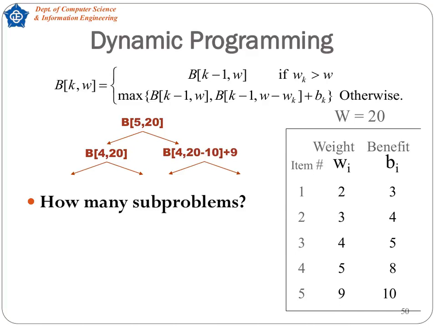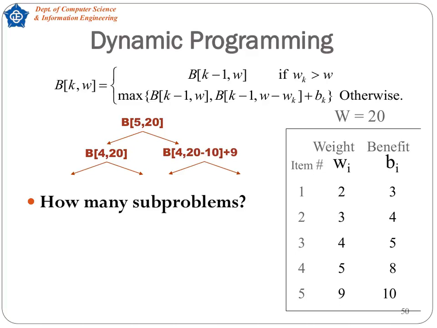On the left, you'll see what happens if we try to compute B[5][20] by pure recursion. It splits into B[4][20] and B[4][10 plus 9]. Then each of those branches again and again, resulting in tons of repeated calls.